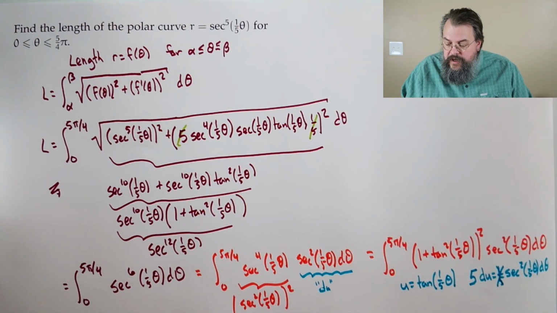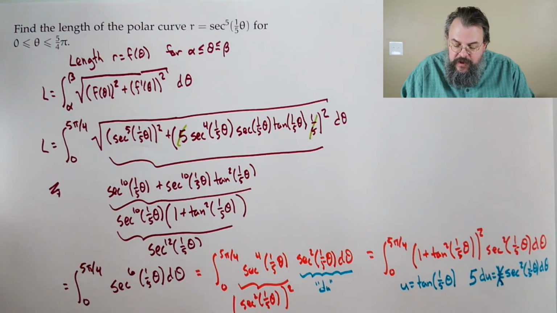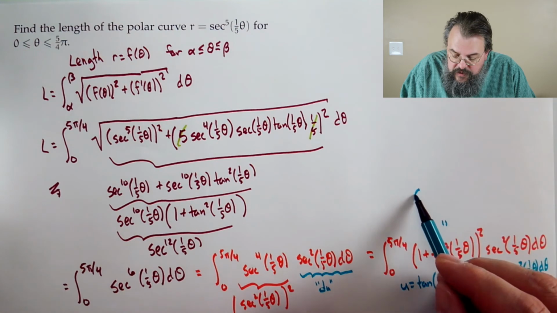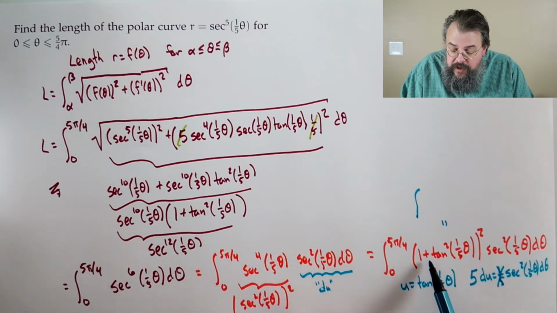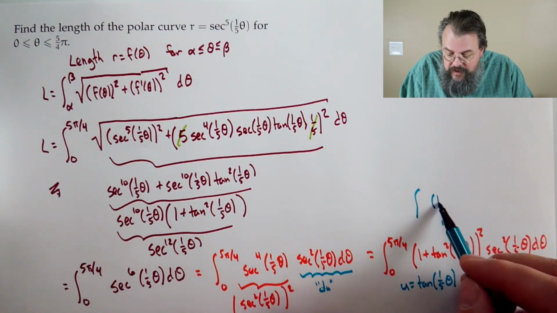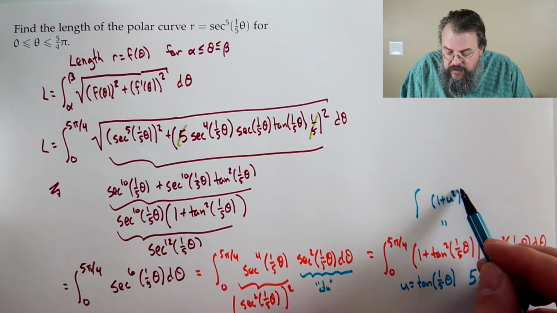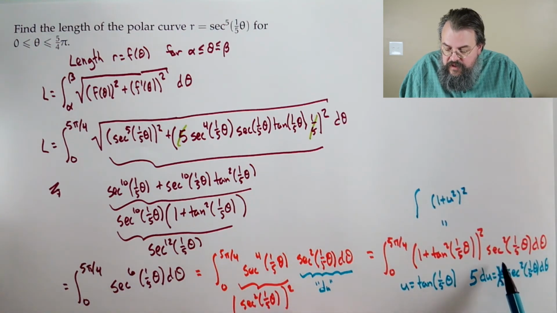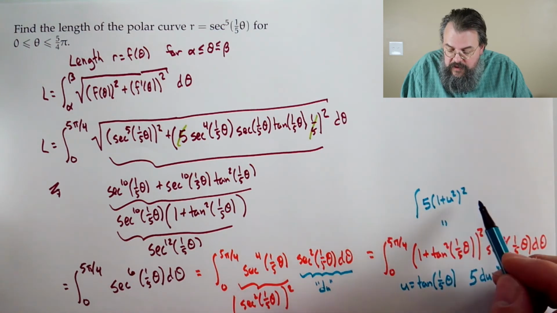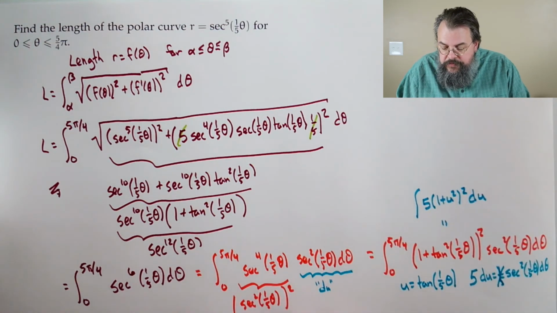So let's now update our integral. So what do we have? Well, this will be the integral of (1 plus u squared) squared. Okay, that's not so bad. We can do that. Secant squared 1/5 theta d theta, well, that's 5 du. So we'll put a 5 du. And now the bounds.